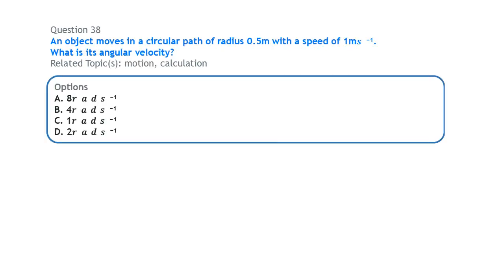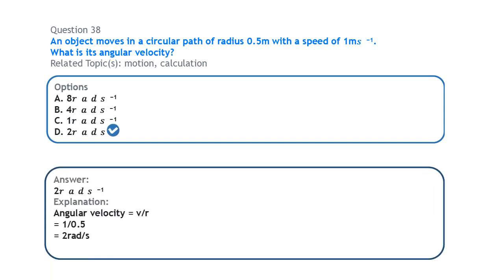Next, on motion, an object moves in a circular path of radius 0.5 meter with a speed of 1 meter per second. What is its angular velocity? The angular velocity, omega, is equal to the speed of that body divided by the radius of the circle in which it is moving. The speed we've been given as 1 meter per second. So we divide that by the radius of the circle in which the body is moving, which is 0.5. So you have 1 divided by 0.5, and that will give us 2 radians per second.